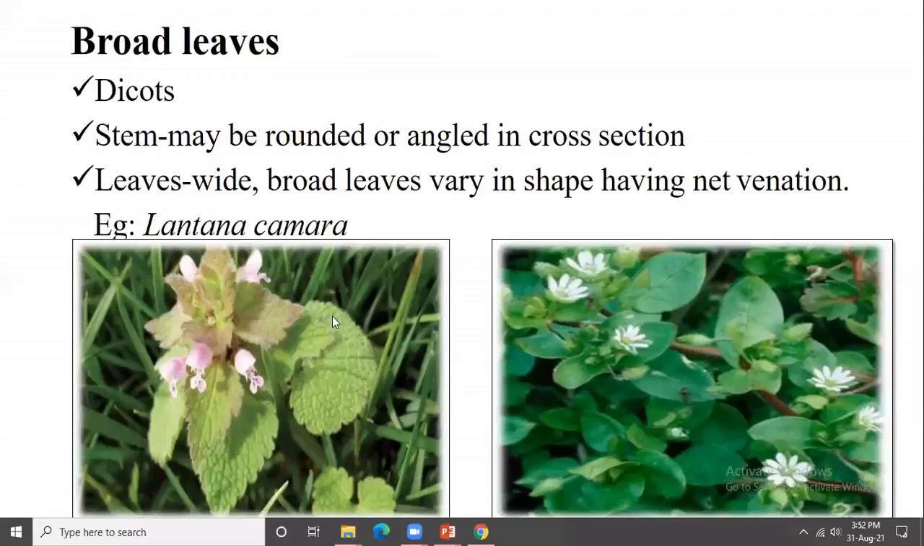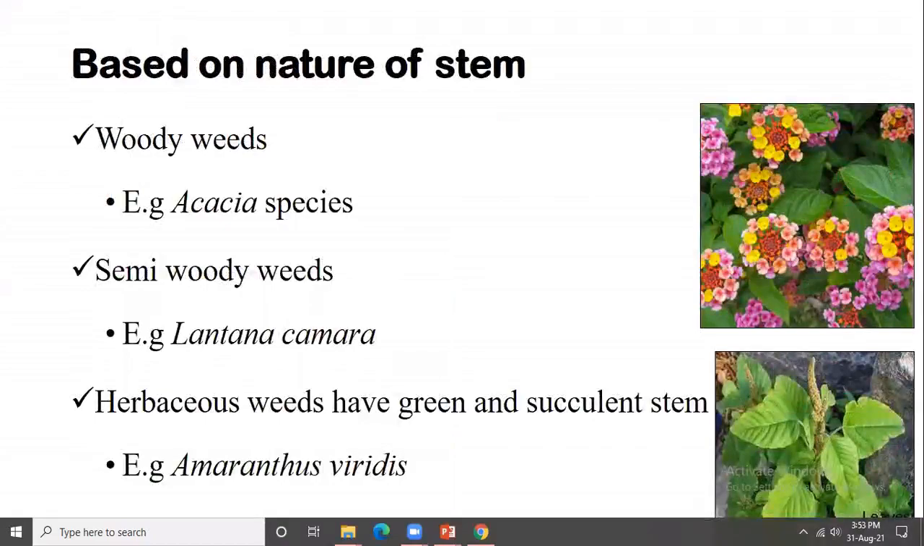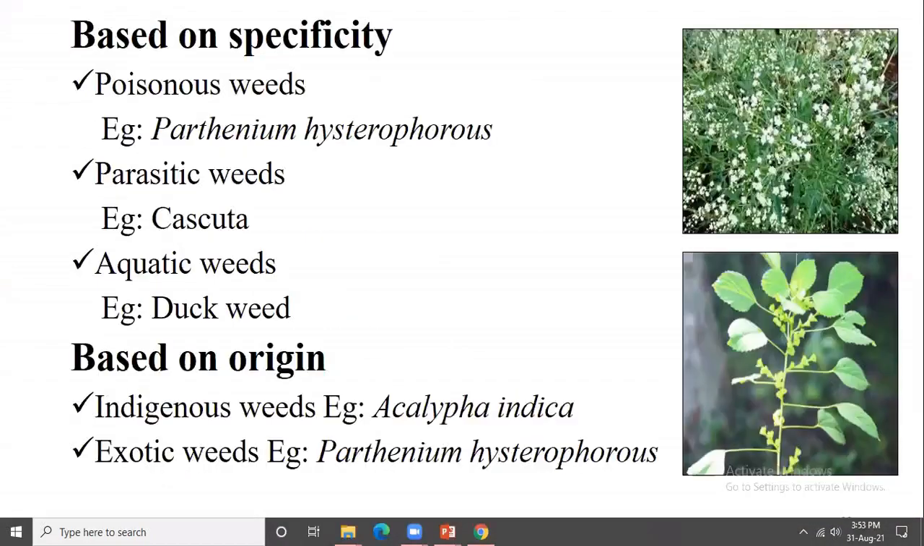And broad leaf. What is broad leaf? What are the examples? Dicot, monocot, like that I will teach. An example for the broadleaf, based on the semi-woody weeds, and herbaceous weeds, and based on the specificity. What is that? Parthenium, Cyperus and so on. Sometimes the name does not come to your mouth, you can't read it also. Most of the boys have this issue, I think.